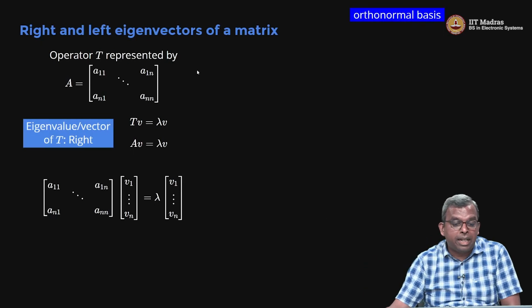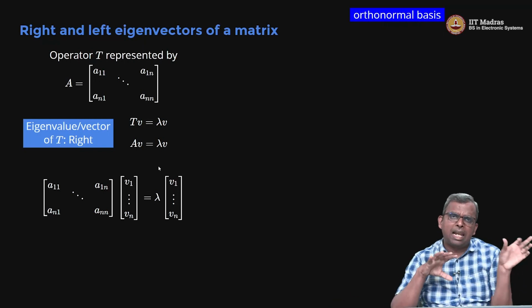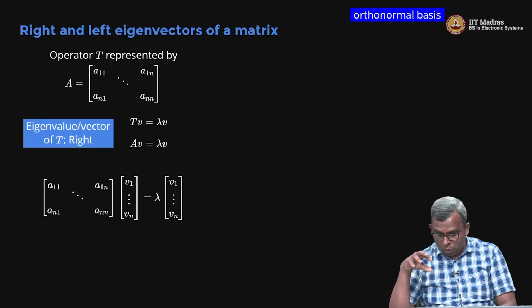If you have an operator T represented by A, the eigenvector usually operates on the right, isn't it? So if you multiply, AV equals lambda V is the eigenvector equation. So you solve for it, lambda becomes the eigenvalue. So it's multiplying on the right, right? The vector V multiplies on the right and you have an equation like this. But you can also multiply on the left with a row vector, right? Not a column vector, but you can multiply A on the left with a row vector.